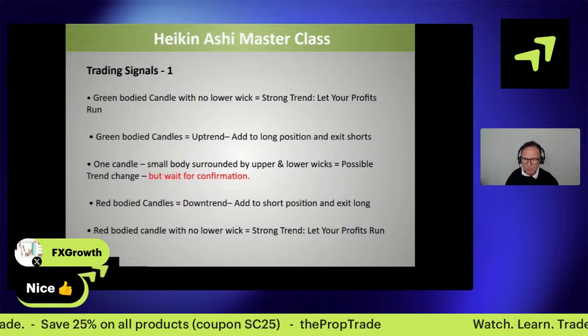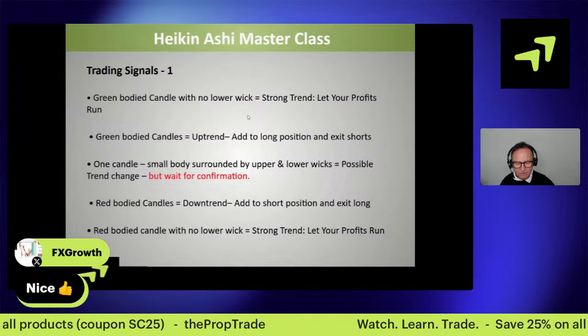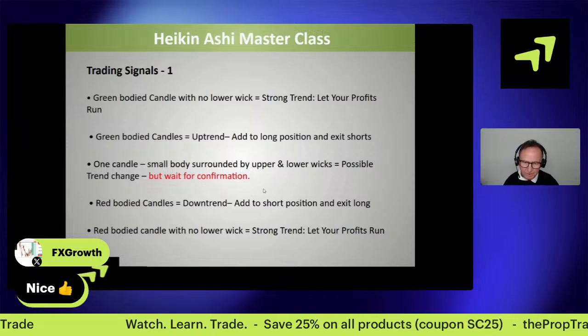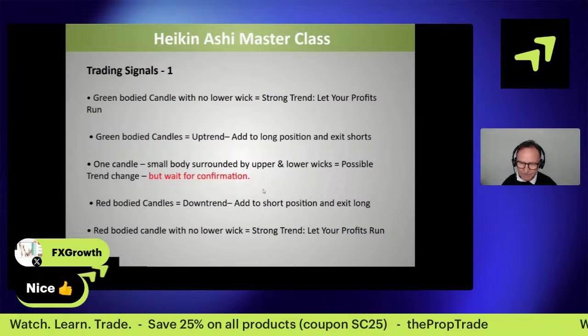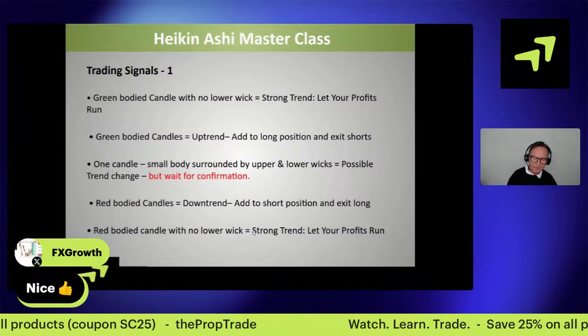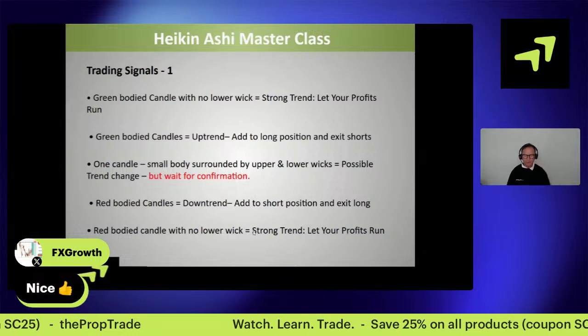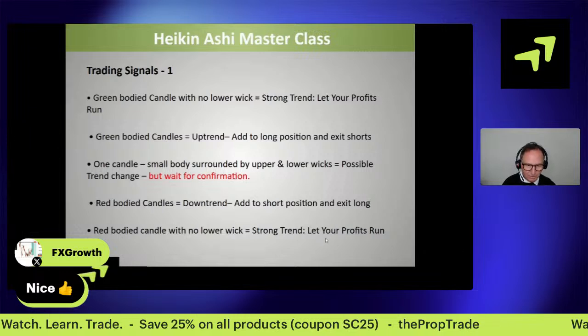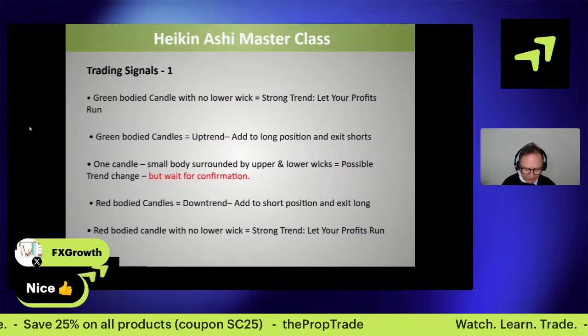Once you've got a red body candle in a downtrend with no wick to the north, you want to be short on that. And the stronger the trend, the longer the candles will continue without any wick either to the north or the south, so just let your profits run and stay in the market.